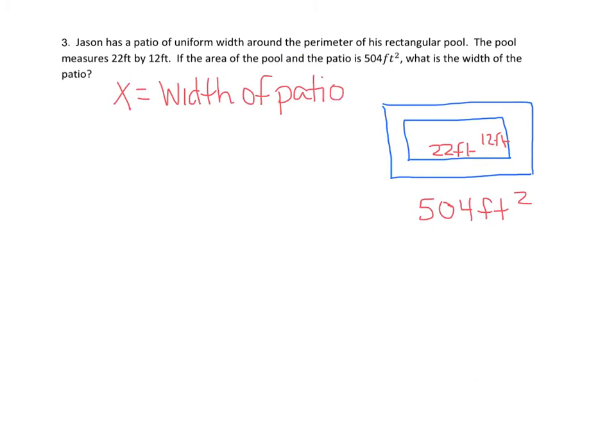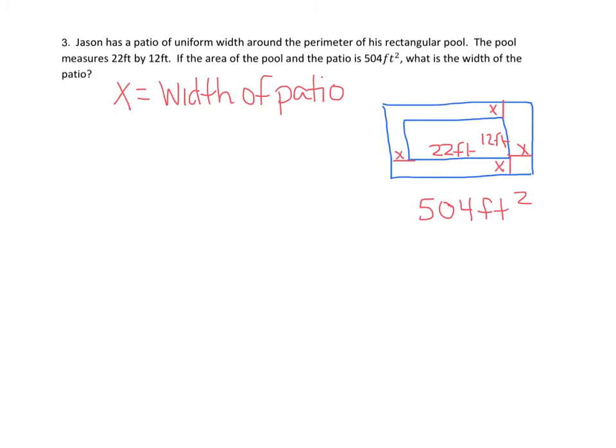So that means that I have to look at my shape here. This here would be the width of the patio, and that would be x. You also can consider this side the width of the patio, which is x. And this could be the width of the patio, and this could be the width of the patio.